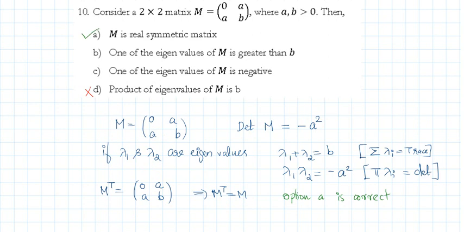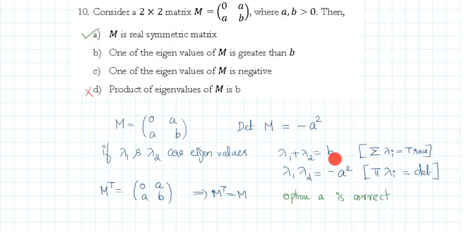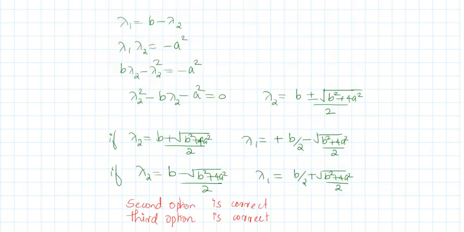But we have to look at the remaining two options also, because it is an MSQ question. In order to find that, you have to explicitly evaluate the lambda values. You have this relation lambda 1 plus lambda 2 equal to B. That means lambda 1 is B minus lambda 2. Put that value of lambda 1 in this expression. You will get B lambda 2 minus lambda 2 square equal to minus A square. This is a quadratic equation you can solve for lambda 2. Lambda 2 is B plus or minus square root of B square plus 4A square, divided by 2.